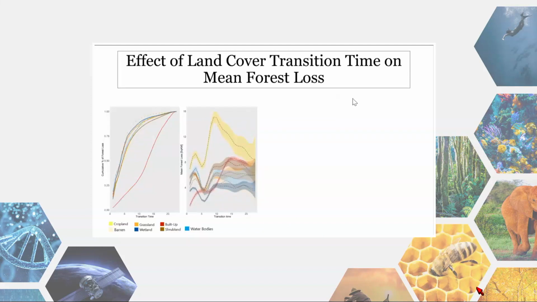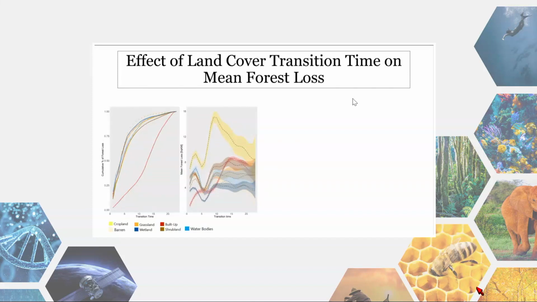My second set of results shows the relationship between the transition time for different land covers and the corresponding mean forest loss affected in these landscapes. The plot on the left shows the cumulative sum of forest loss affected by each land cover type for each successive interval of transition time.